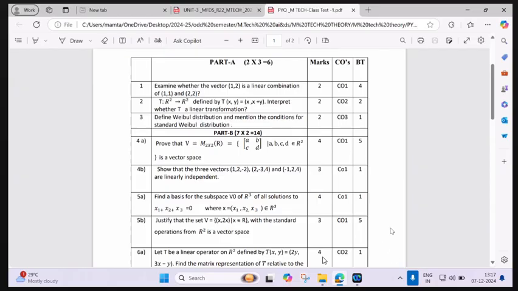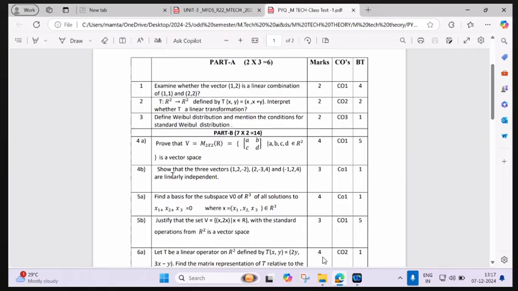Now see this question. Prove that V is equal to M 2 by 2, a 2 by 2 matrix where all elements are real numbers of R2. You have to prove it is a vector space. When they ask you to prove it is a vector space, you have to prove all the 10 properties. Okay, so this is a lengthy question.